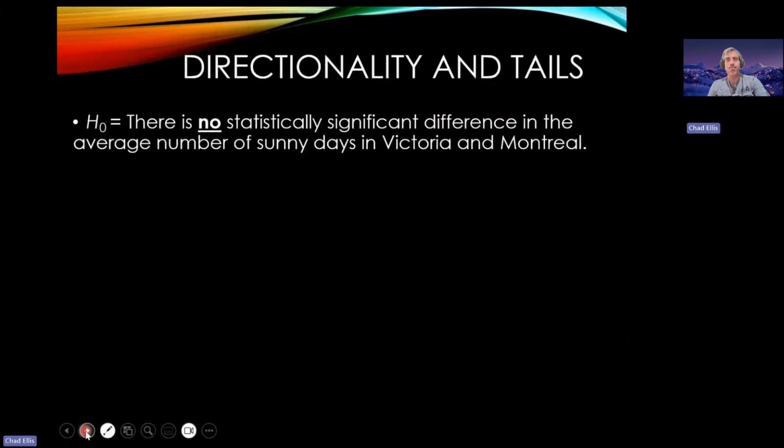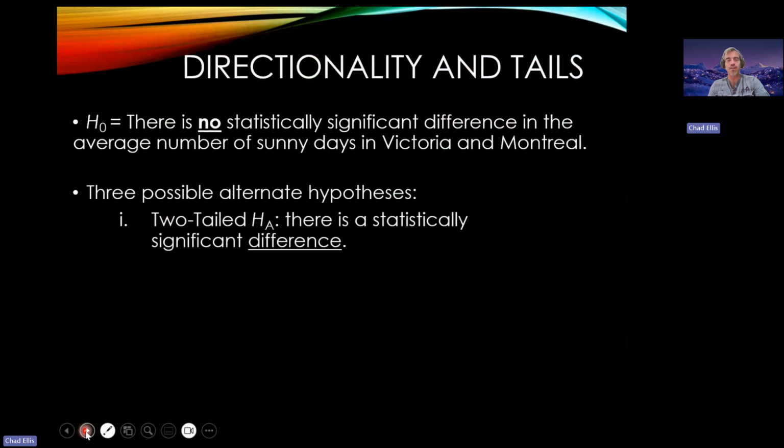So for our example, our null hypothesis is going to be that there's no statistically significant difference in the average number of sunny days between Victoria and Montreal. For our alternative hypothesis, depending on whether we're going to do a directional or non-directional test, we could have up to 3 different alternative hypotheses. If we go with the two-tailed test, we'd only be looking at if there's a statistically significant difference in sunny days between Montreal and Victoria.